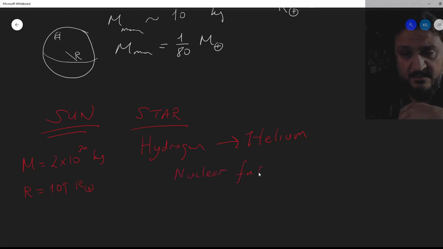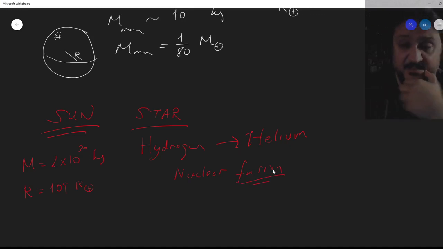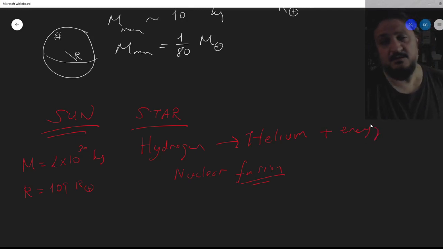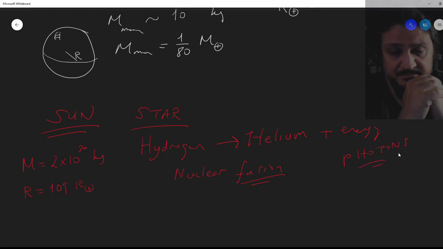Nuclear fusion. Fusion means getting together. So 2 protons get together and become an element with 2 protons, which is helium. And in the process, energy is produced, which is the light that comes to us, the radiation. Light is made of particles called photons, light particles. This is the energy that we get from the sun.